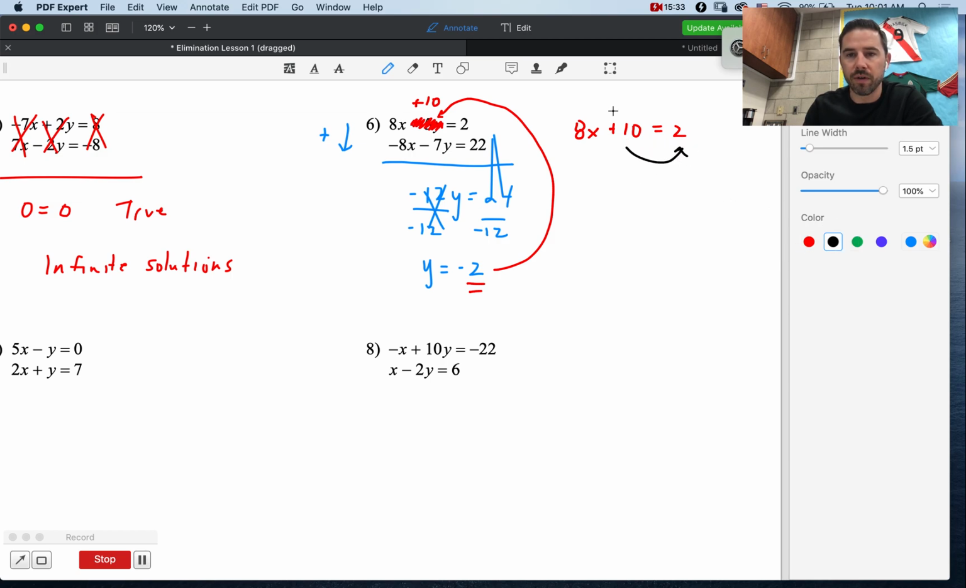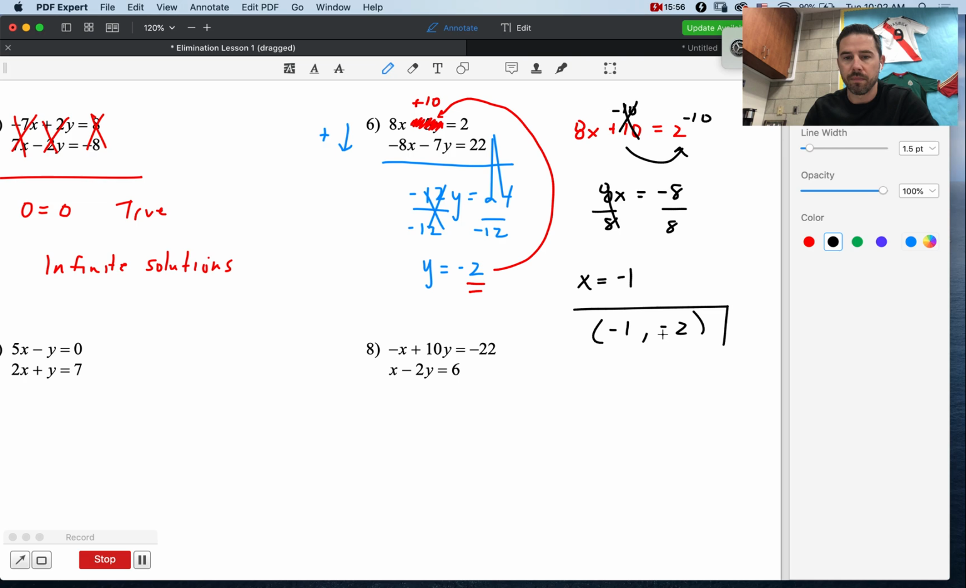Slide this guy over, subtract 10, subtract 10. 8x equals -8, divide 8, divide 8, x equals -1. And we have our x and our y, which is all we need, -1, -2, and there you go. Boom.